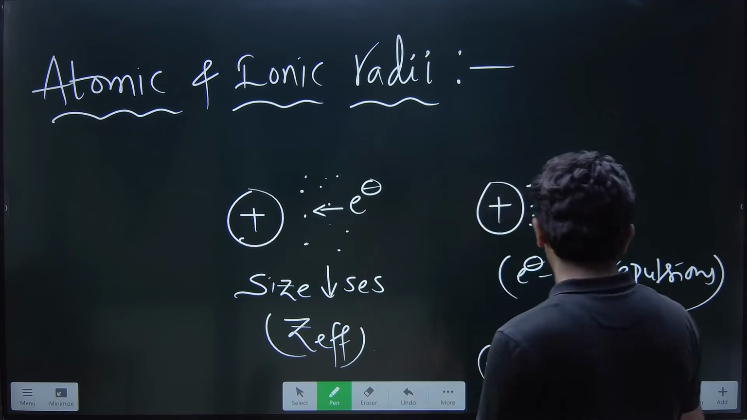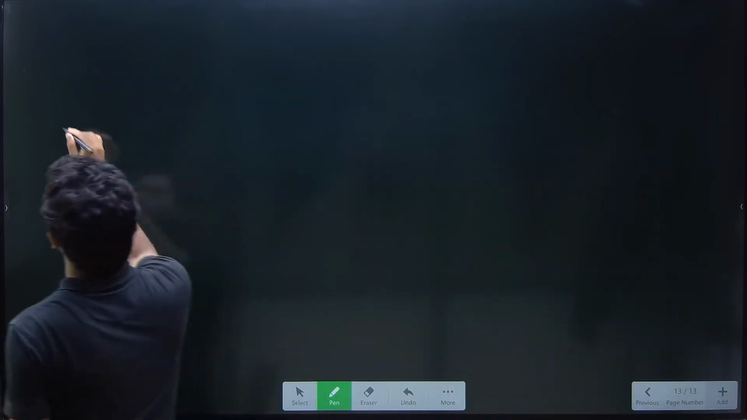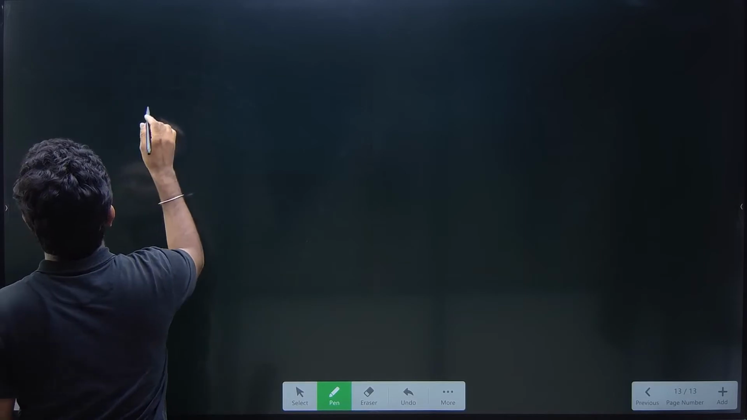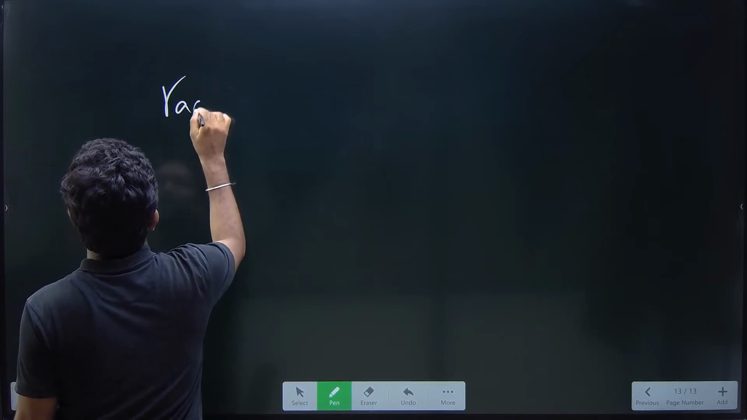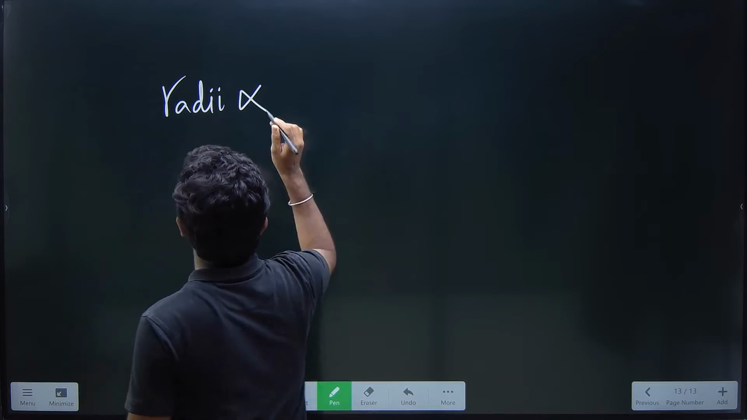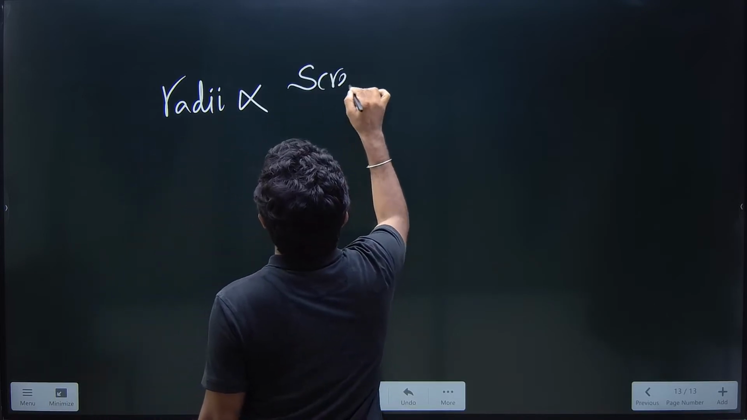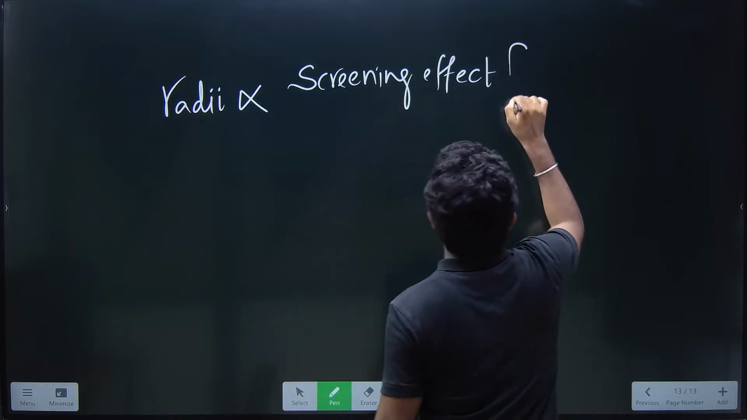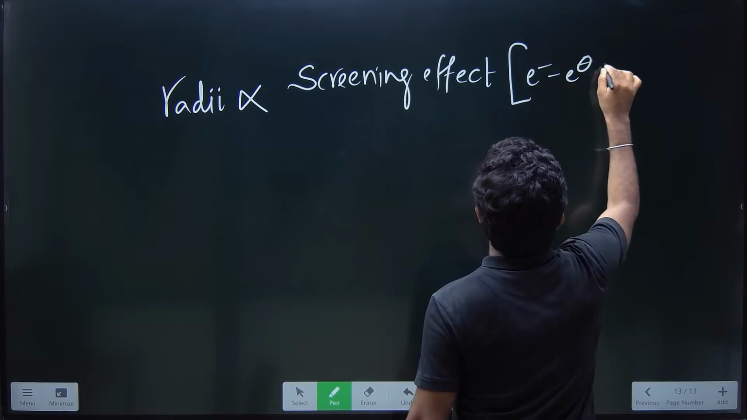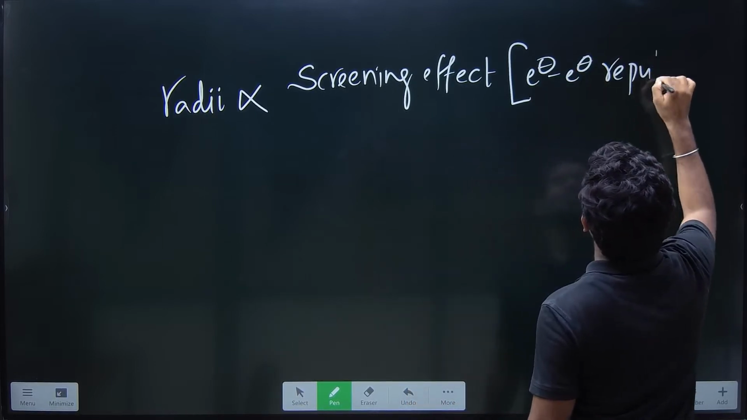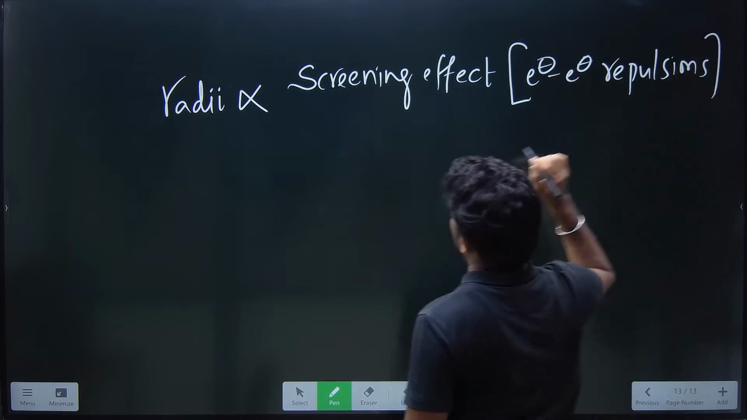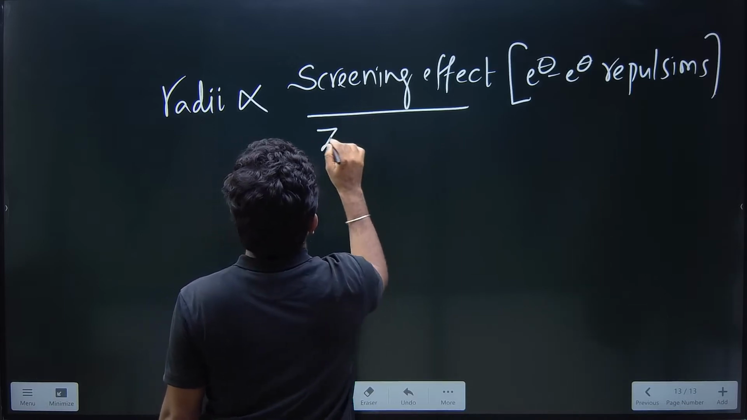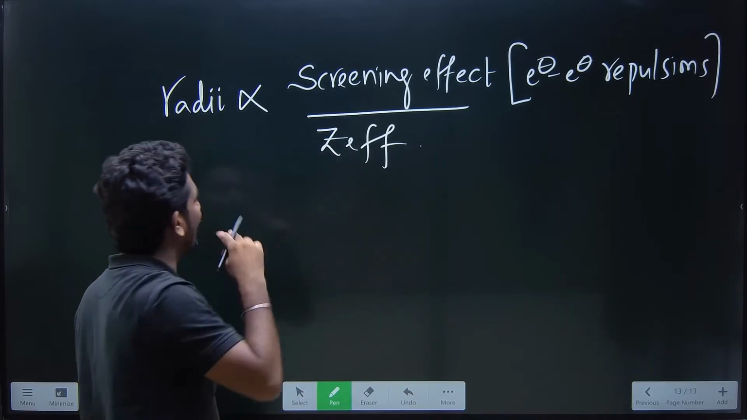From that is why from scandium, अभी relation लिखो, पहले relation लिखो. Radii, or size, whatever it is, radii is directly proportional to screening effect. Screening effect मतलब electronic repulsions. ठीक है, inversely proportional to Z effective nuclear charge. What is effective nuclear charge?